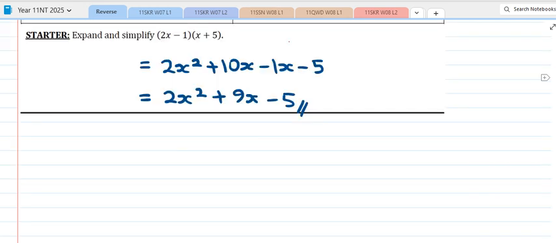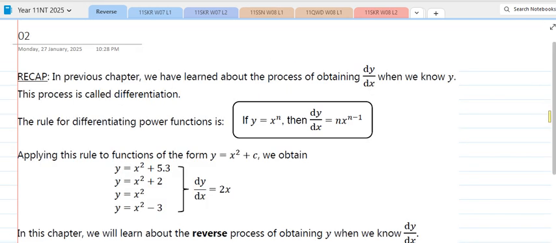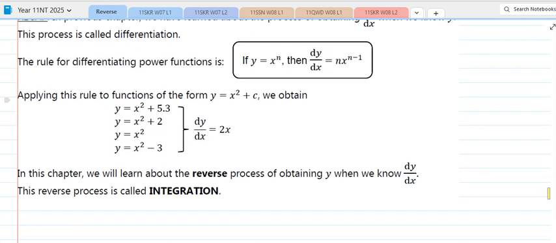Alright, now, in the previous chapter, we have learned about the process of obtaining dy/dx when we know y. This process is called differentiation. I believe that you have learned that previously. So this is the rule, just to recap. But then, if you try to apply it to functions of the form y equals x squared plus c, what we will obtain, where c could be anything.